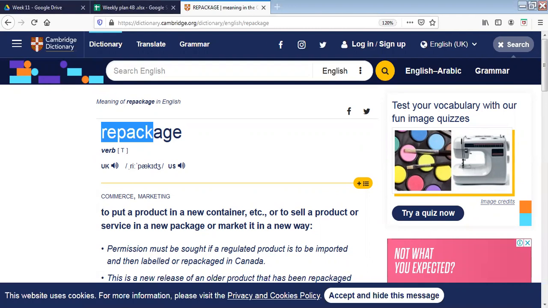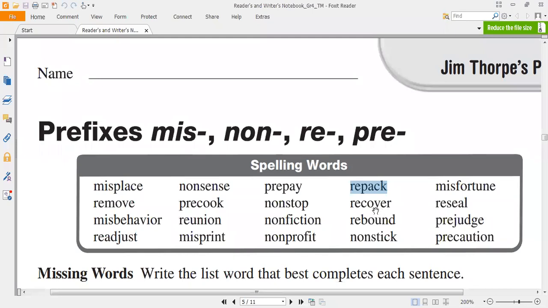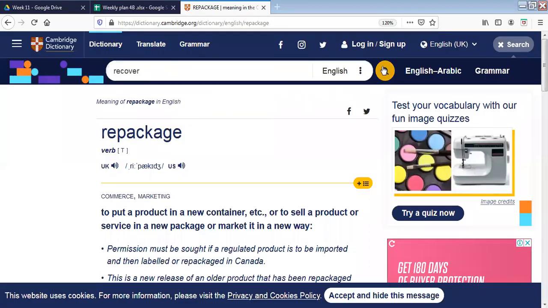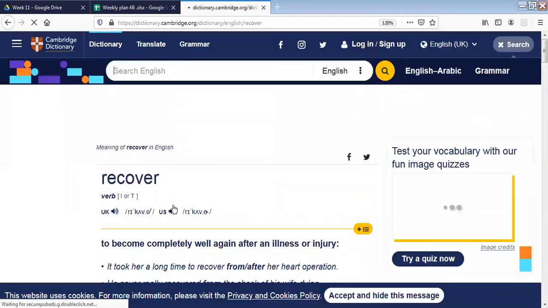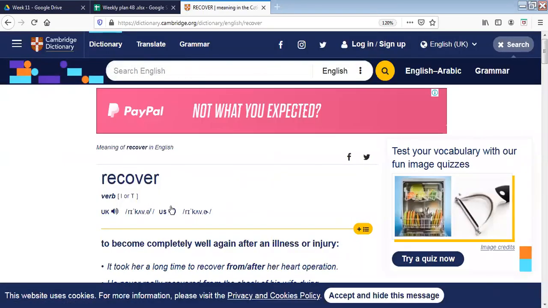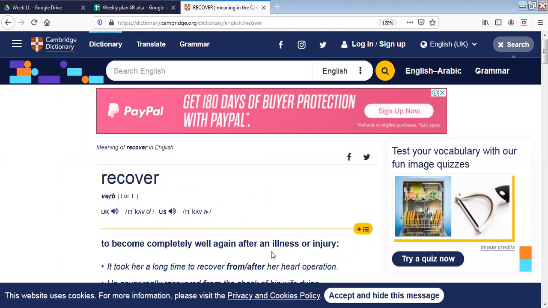The next one, listen. Recover. Recover is a verb, and recover means to become completely well again after an illness or injury. So if you are ill, if you are sick at home and you recover, it means you become completely well again. You are good again. Okay, guys, this is the meaning of recover.